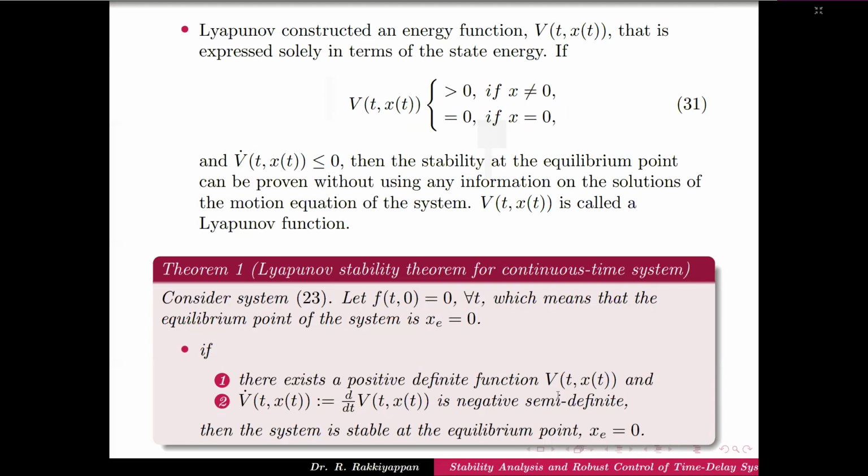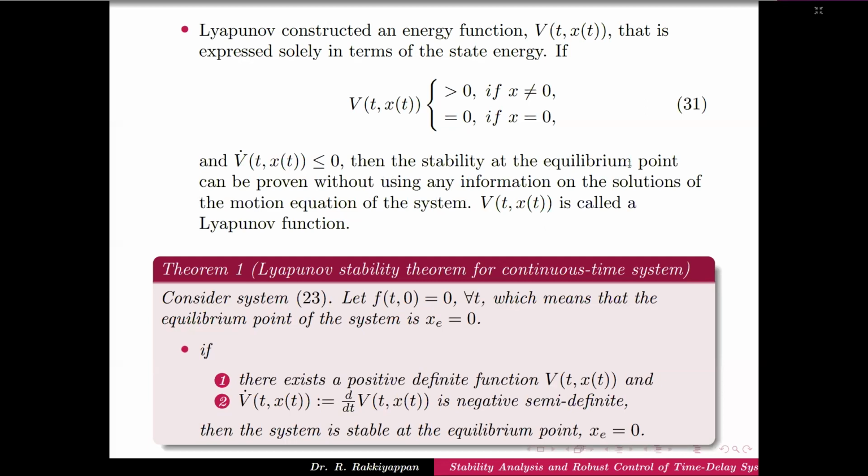Now, coming to the Lyapunov stability. Lyapunov constructed an energy function, expressed in terms of the state energy, V of x of t, which should be positive. If x is not equal to 0, then it should be positive. If x is equal to 0, then it should be equal to 0. Now we have to find that the derivative of this Lyapunov function is less than or equal to 0.